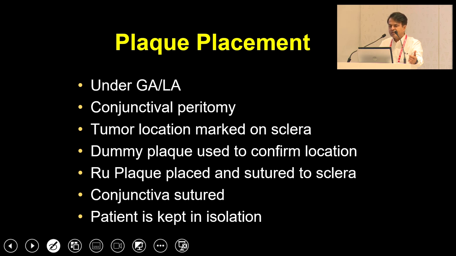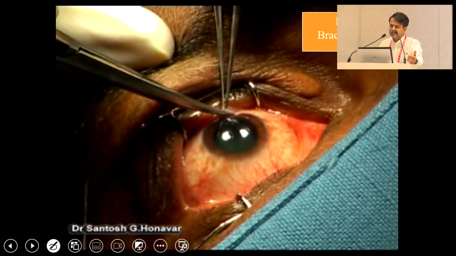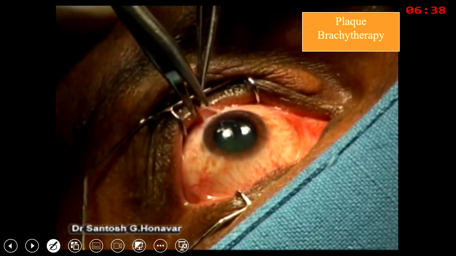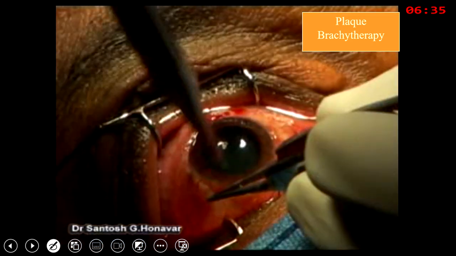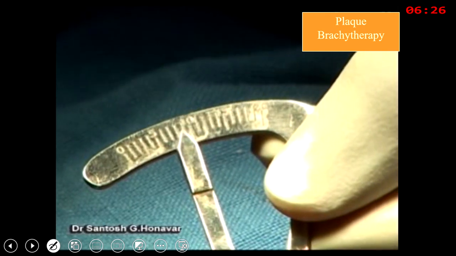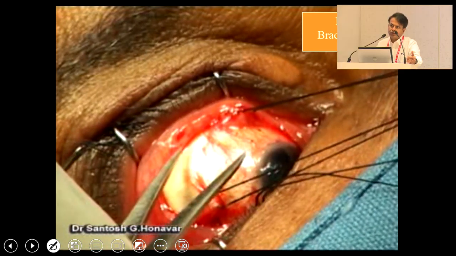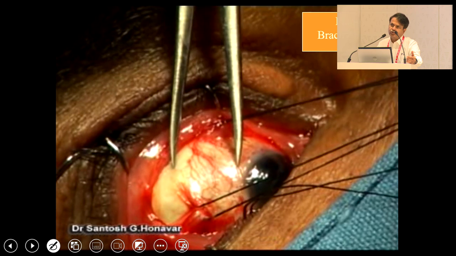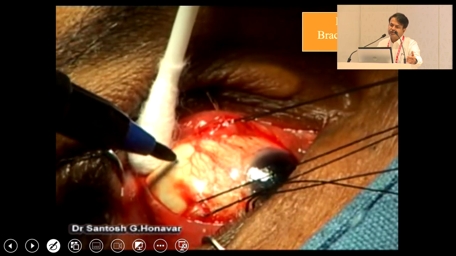You start with a conjunctival peritomy, locate the tumor, mark it on the sclera, use a dummy plaque to confirm the location, then the hot plaque is placed and sutured to the sclera, and finally the surgery is completed by closure of the conjunctiva. It's a very simple, straightforward surgery, but what is most important is localization. However sophisticated your software may be, if you haven't localized the tumor intraoperatively and placed it at the right position, you will be totally off track because you just have a 2 millimeter window on either side of the tumor.